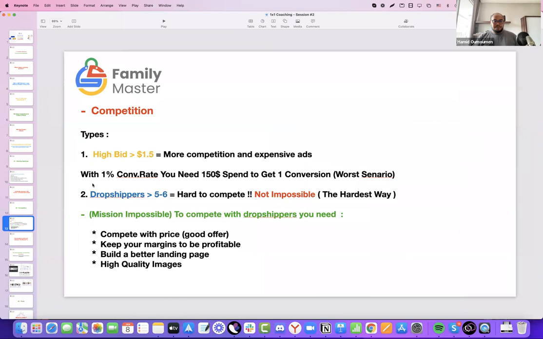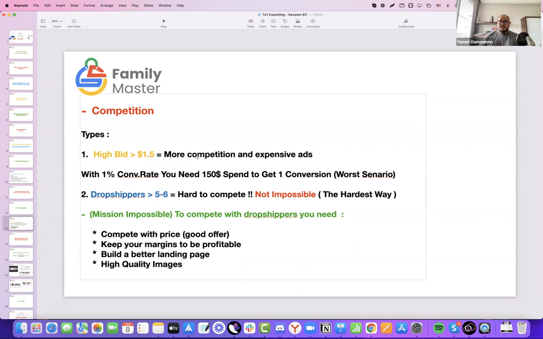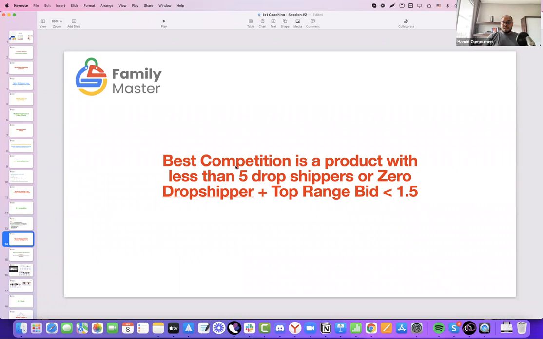Let's go back. The number two of the competition is dropshippers. When we find a market with 5 to 6 dropshippers, no, we need to find something with less than 5 dropshippers or 0 dropshippers. Maybe in your experience, you are able to detect the dropshipper from the first glance, right? You see the store, you know if it's a dropshipper or not. So it's hard to compete in that way. So we prefer the best competition in a product with less than 5 dropshippers or 0 dropshippers, and the bid top range less than $1.5.